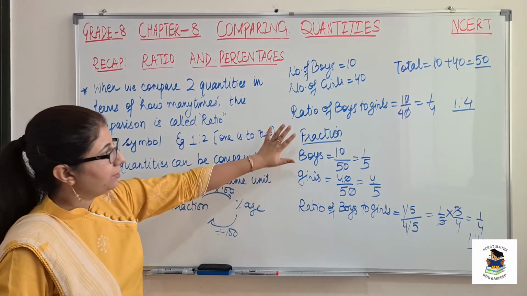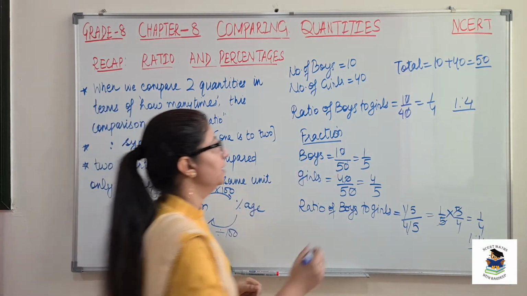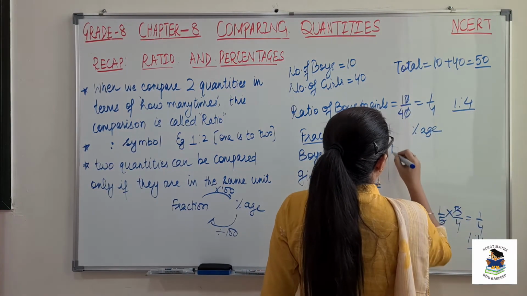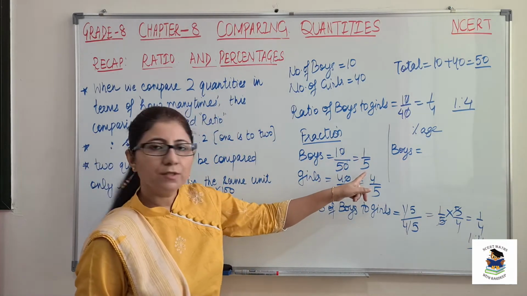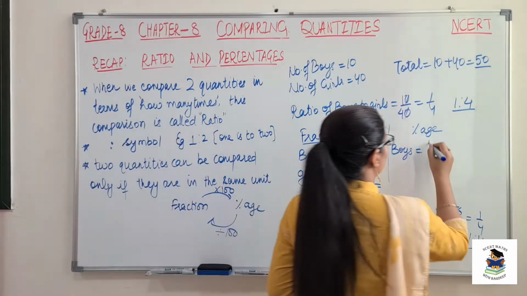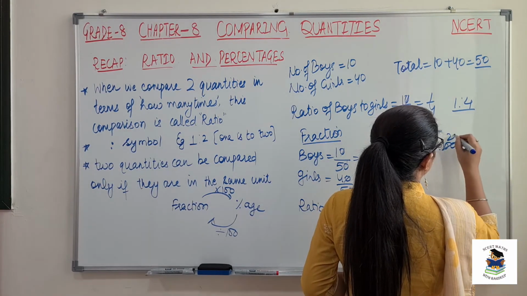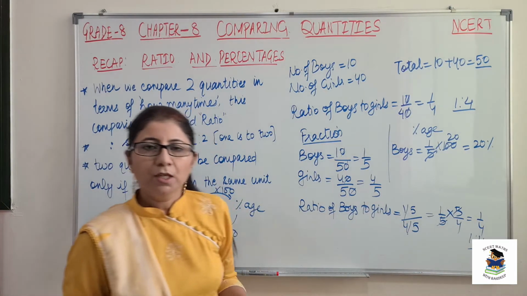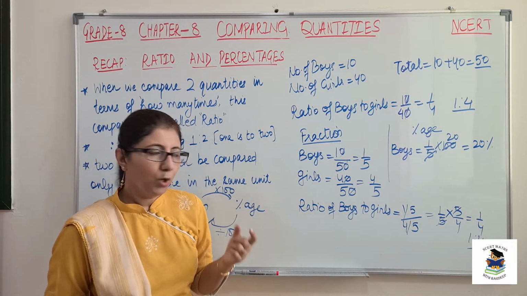So in our case, if I want to find the percentage of boys in the class, what I will do? Since I already have the boys fraction, this is 1 by 5. So I will multiply this with 100. Okay, so you will cancel it and we will get 20%. So out of the total class, 20% are boys.